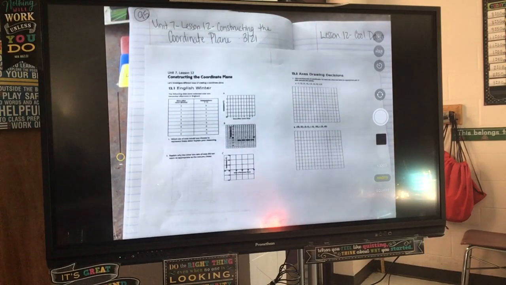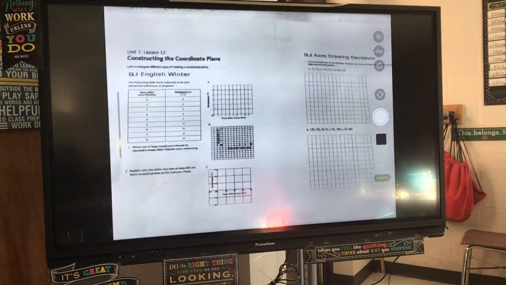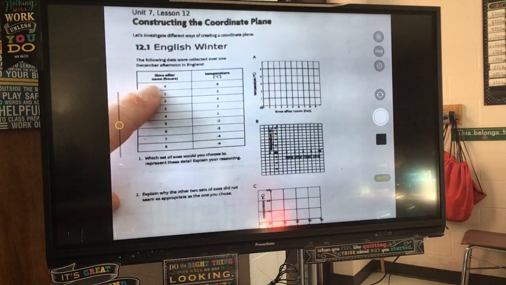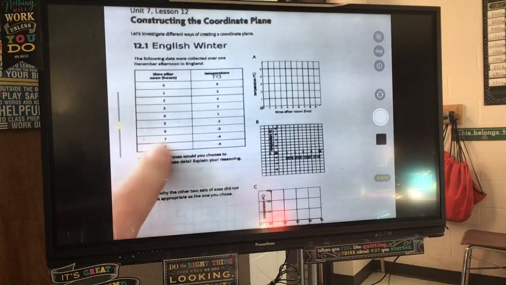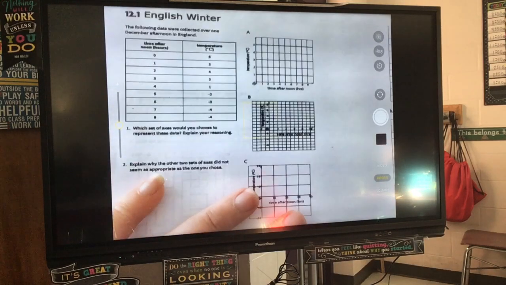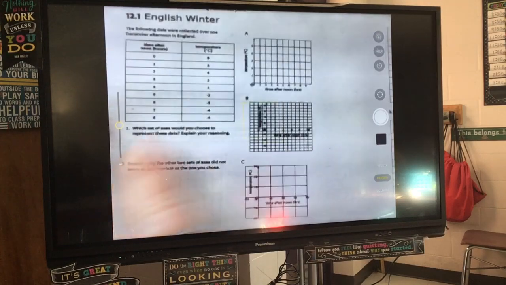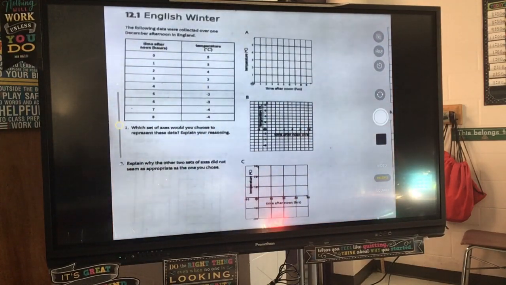Alright, so you were starting with your warm-up today, talking about the English winter. It says the following data were collected over one December afternoon in England. So this is the time afternoon, so this is noon, this is 1, 2, 3, 4, all the way to 8. Looking at these 3 graphs over here, it says which set of axes would you choose to represent these data, and then explain why the other 2 sets of axes did not seem as appropriate as the one you chose. So again, you're picking 1, 2, or 3 for this one, explaining why you picked that one, and then you're explaining for the other two why they did not work.